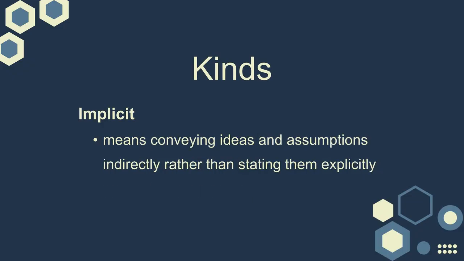Another kind of concept paper is implicit. Implicit means conveying ideas and assumptions indirectly rather than stating them explicitly. In a concept paper, implicit means that the idea or message is not directly stated, but it is suggested or implied. The reader must understand the meaning through context, tone, or examples rather than being told clearly in exact words.